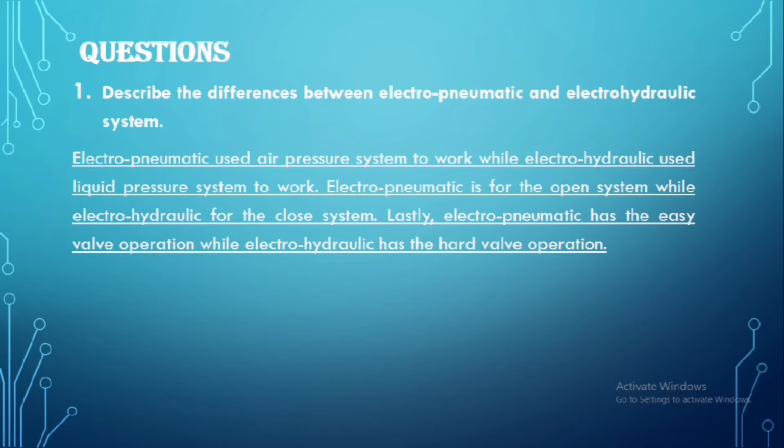The first question is to describe the difference between electropneumatic and electrohydraulic systems. Electropneumatic uses an air pressure system to work, while electrohydraulic uses a liquid pressure system to work. Electropneumatic is an open system, while electrohydraulic is a closed system. Lastly, electropneumatic has easy valve operation, while electrohydraulic has hard valve operation.